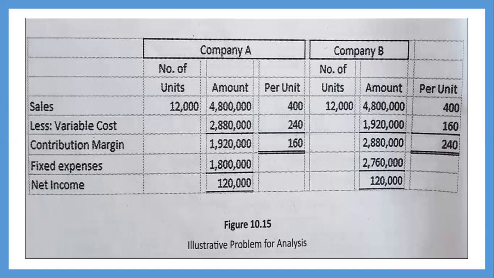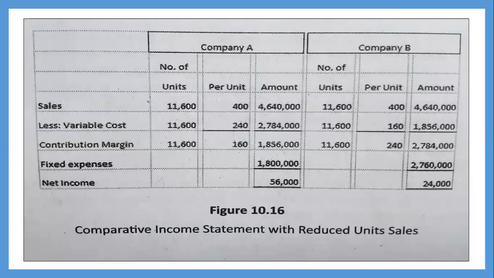Now, let us reduce the unit sales to 11,600 units and see what will happen. Since we reduce the unit sales to 11,600 units, going back to our question, what company is vulnerable to sales reduction? Is it company A or company B? And why? Observe and make a decision. Now, let's try to observe them.